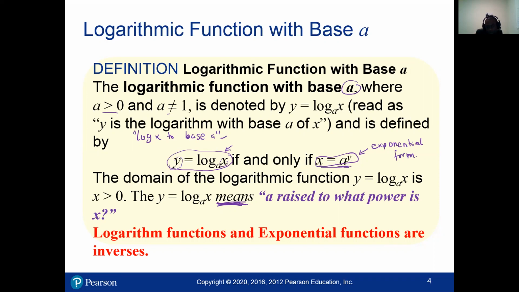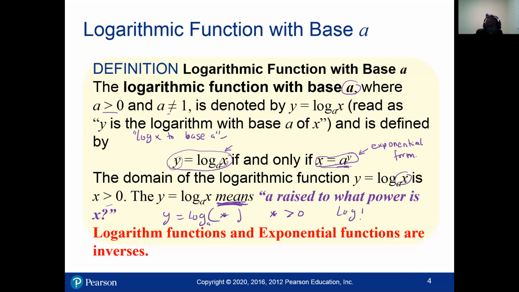Okay, what is the domain? The domain of this log function is defined when x is positive. So remember, if you write y is equal to log of something to the base a, whatever is here, let's put a star, the star must be greater than 0.